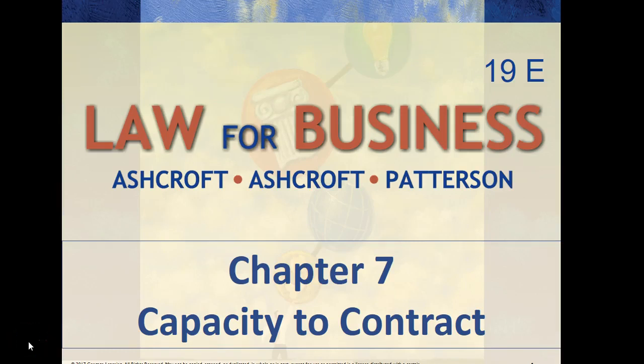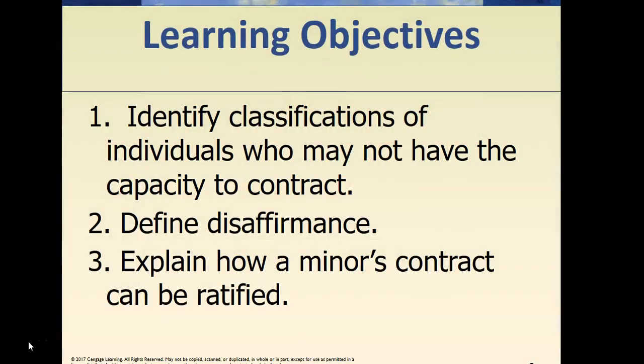Welcome to Chapter 7, and in this chapter we're going to talk about capacity to contract. What do we mean by capacity to contract? Well, there are certain classes of individuals who may not necessarily have the ability, for one reason or another, to enter into a contract. So we're going to talk about who those individuals are and what would cause somebody to lack capacity to contract. We'll talk about what disaffirmance means and what can be done if a minor makes a contract and wants that contract to be upheld.